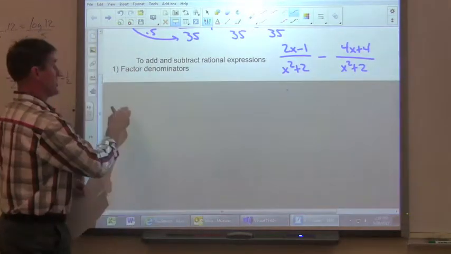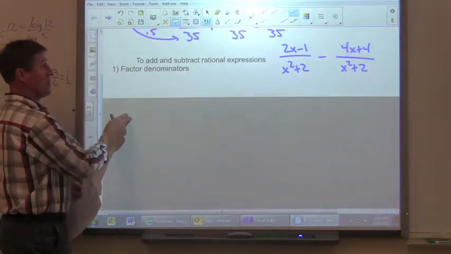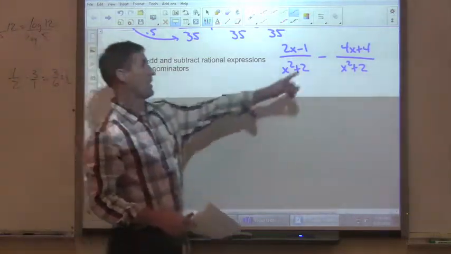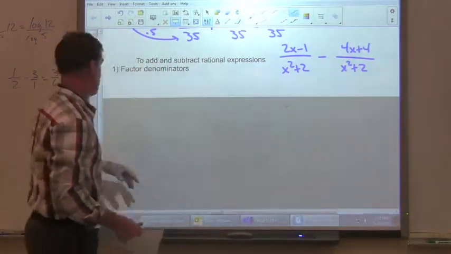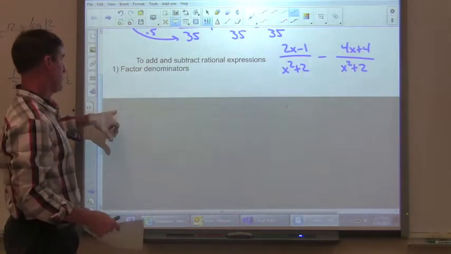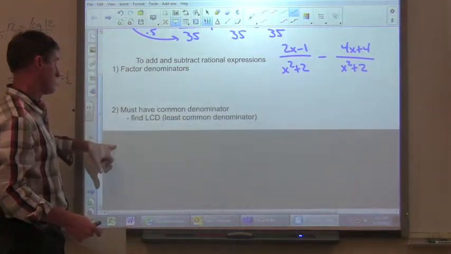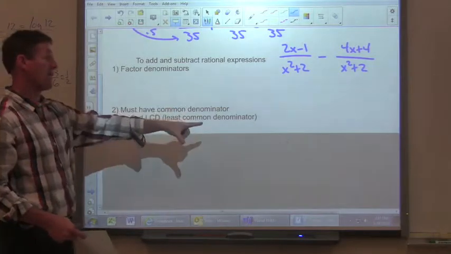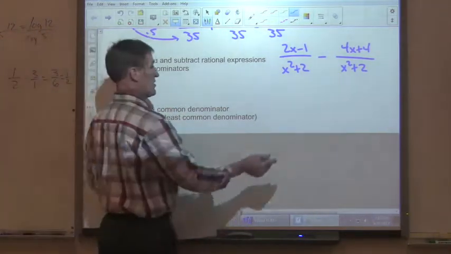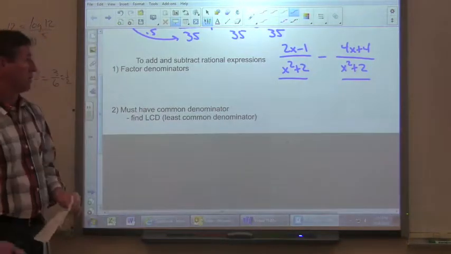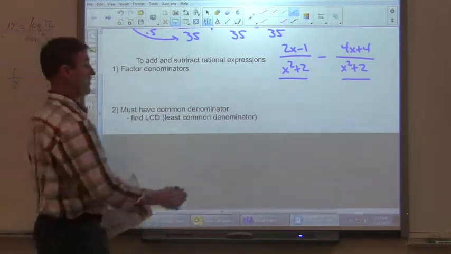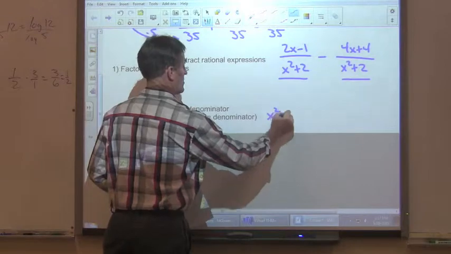So we've done the first step. We can't factor the denominators. You could pull a 4 out of the numerator, but we don't need to factor the numerators. We just want to leave the numerators the way they are. Once we've factored the denominators, we must have a common denominator. So we look at these once they're factored. In this case, they are the same. So that common denominator in this case is x squared plus 2.